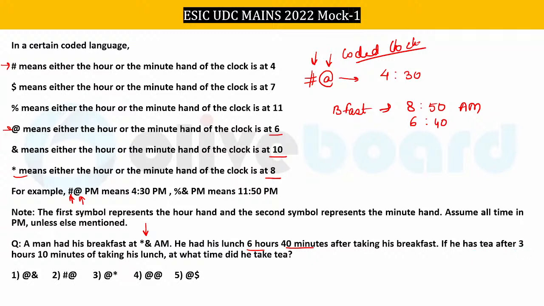If he has his tea after 3 hours 10 minutes, so 3 hours 10 minutes after his lunch, that means what is the time for tea? This is the time for tea here. This was the time when he had his lunch. So you just need to add these three.